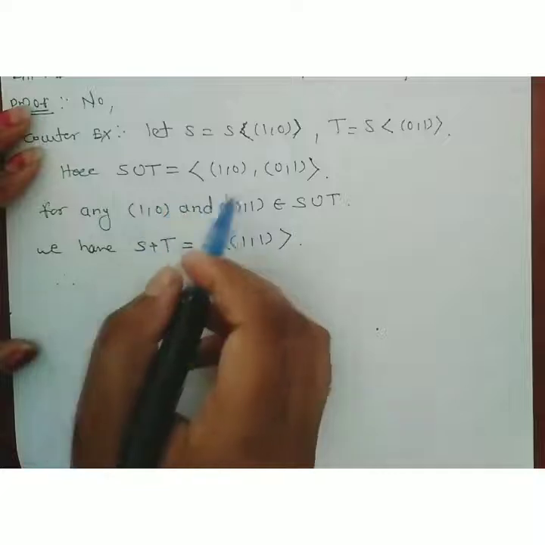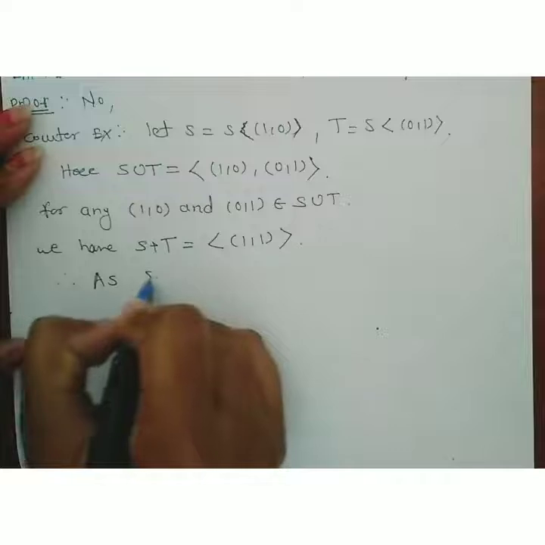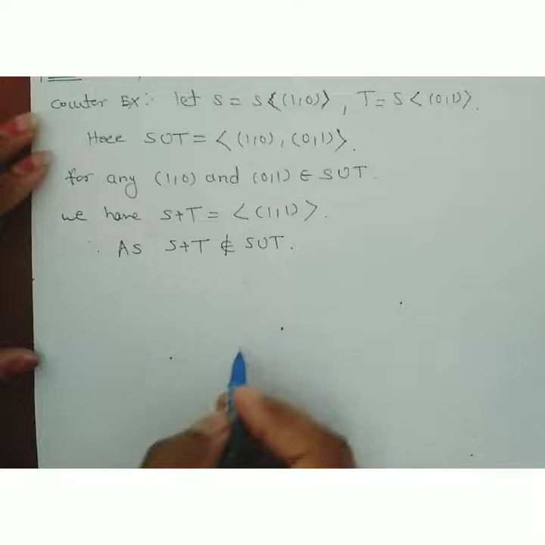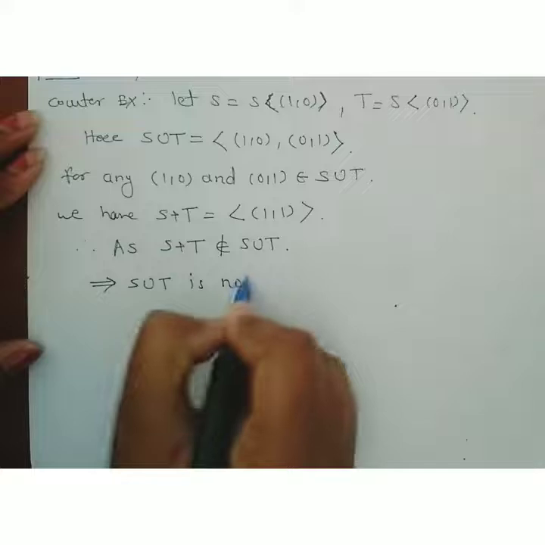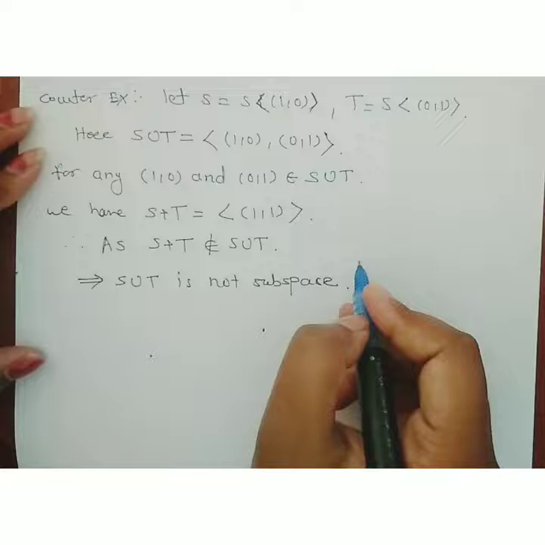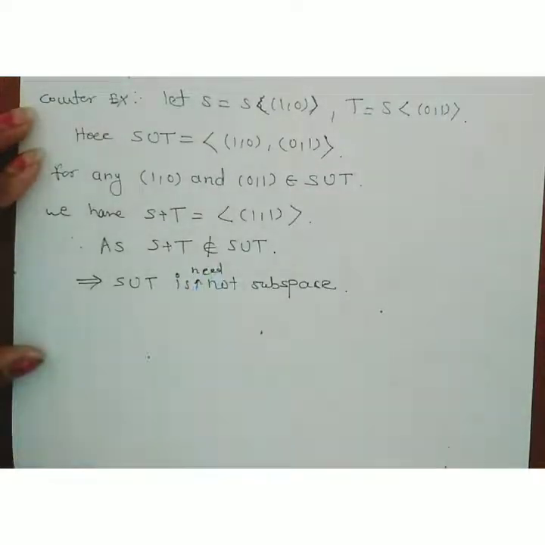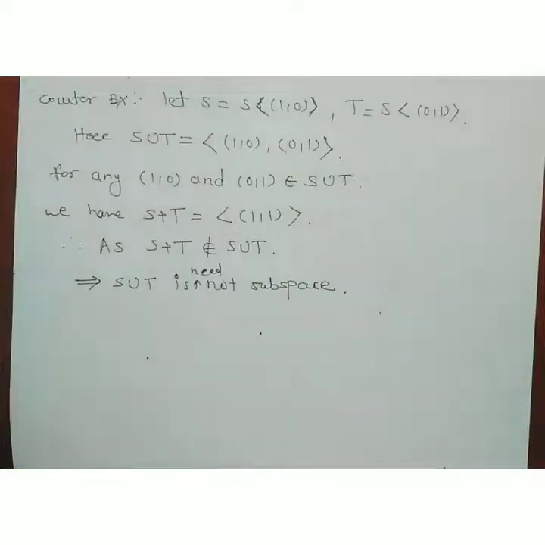This implies that S union T is not a subspace, as the sum does not belong to S union T. So S union T need not be a subspace. So these are the conditions on the intersection and the union of subspaces.